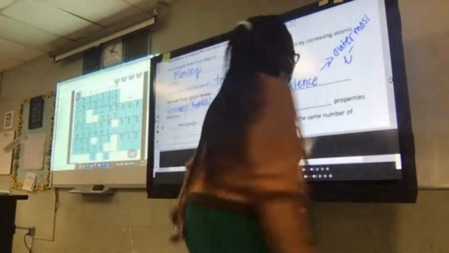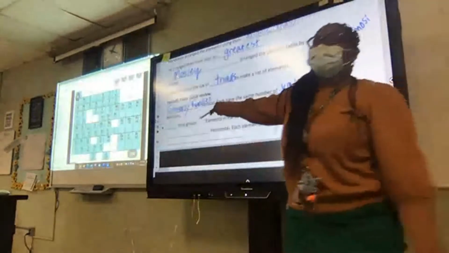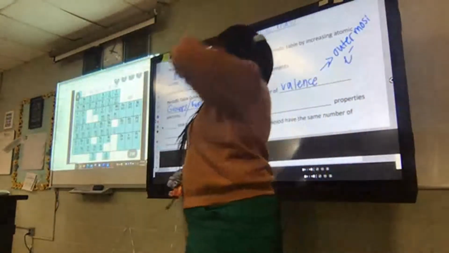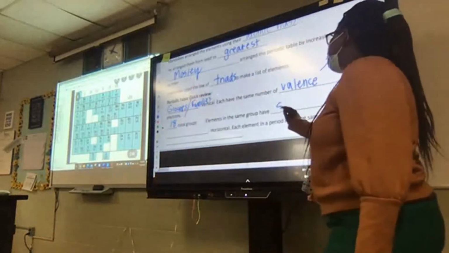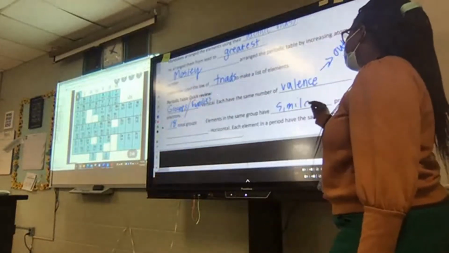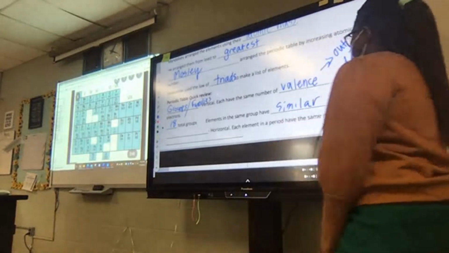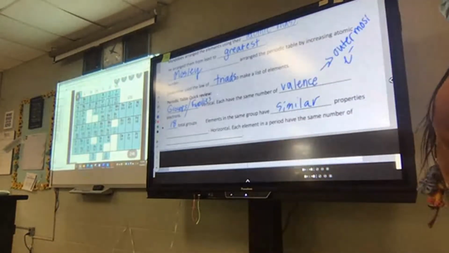Okay, how many total groups are there on the periodic table? Quick. 18. Good. 18. Yes, love it. 18. Elements of the same group have similar properties. We're going to prove that in a second. Oh, properties.